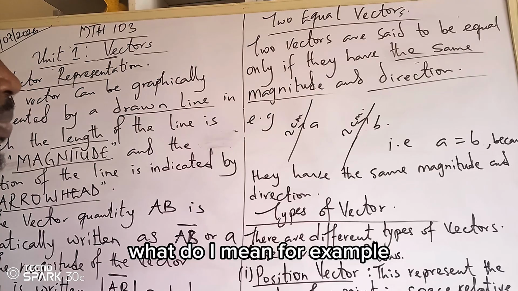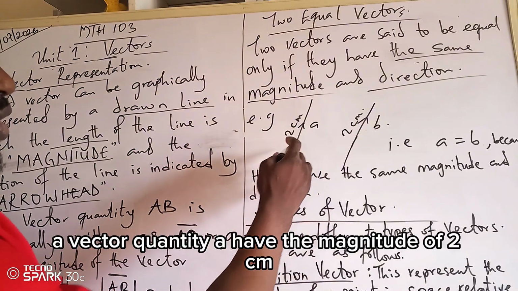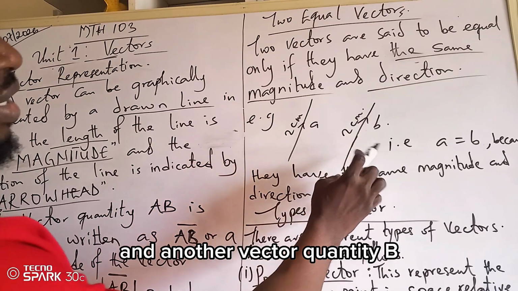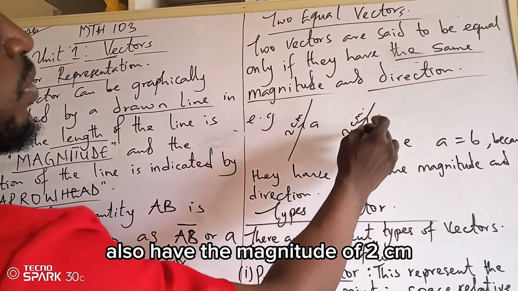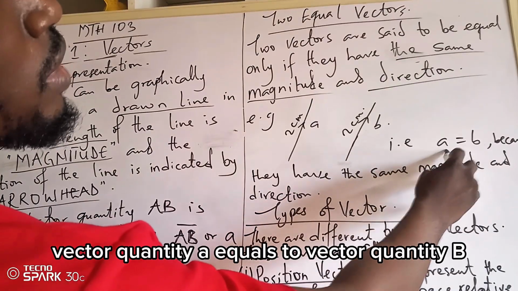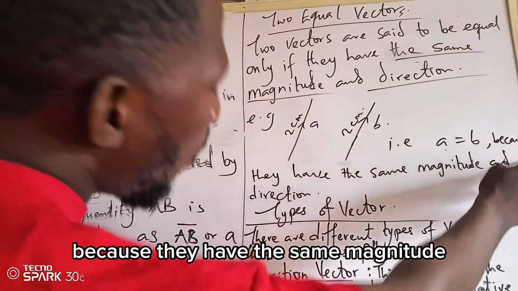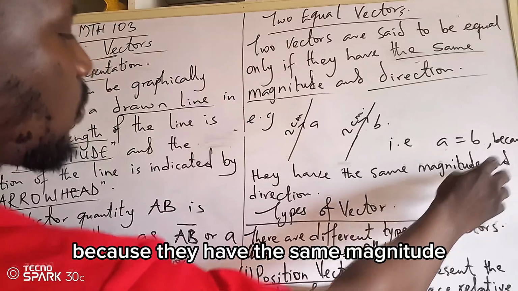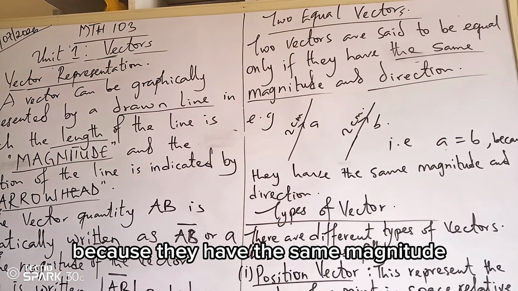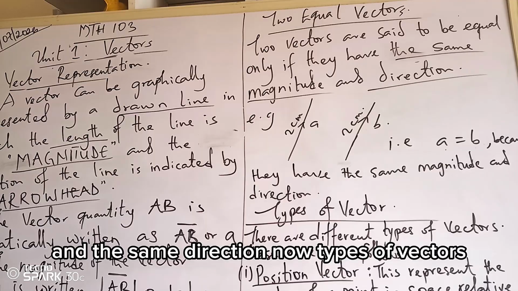What do I mean? For example, a vector quantity A has the magnitude of 2 centimeters, and another vector quantity B also has the magnitude of 2 centimeters. So we can now say vector quantity A equals vector quantity B because they have the same magnitude and the same direction.